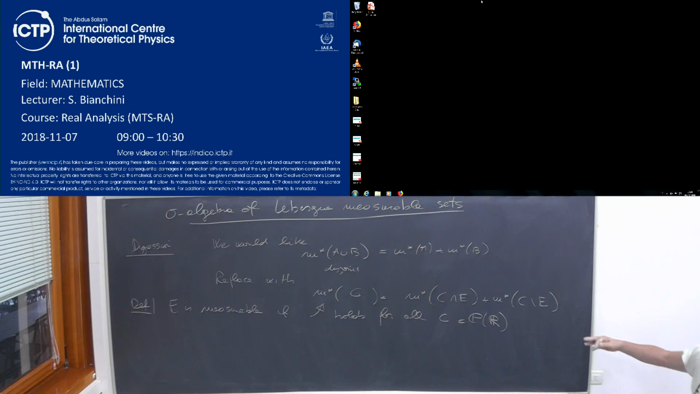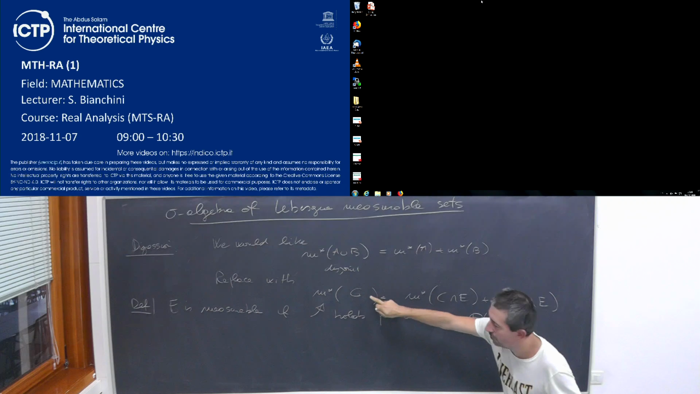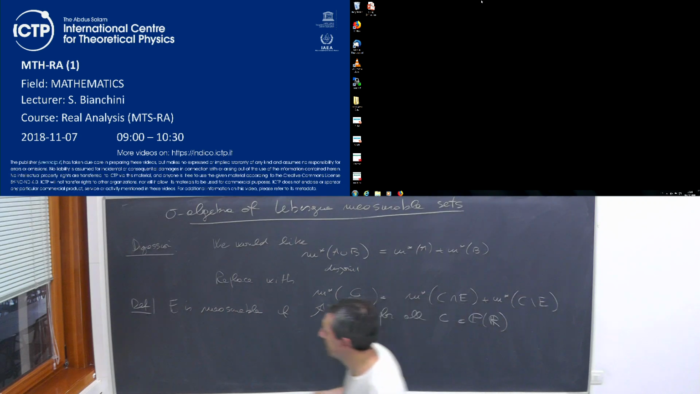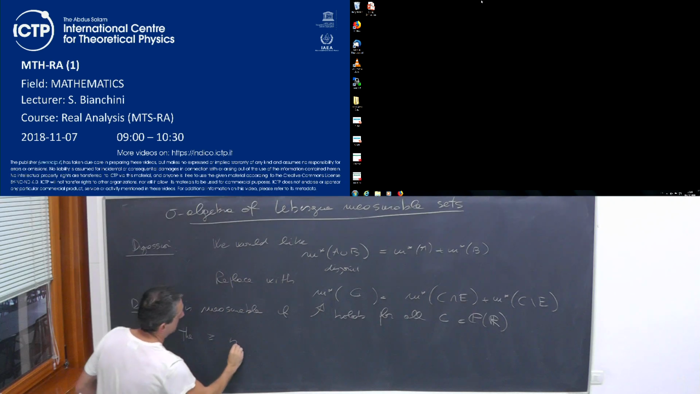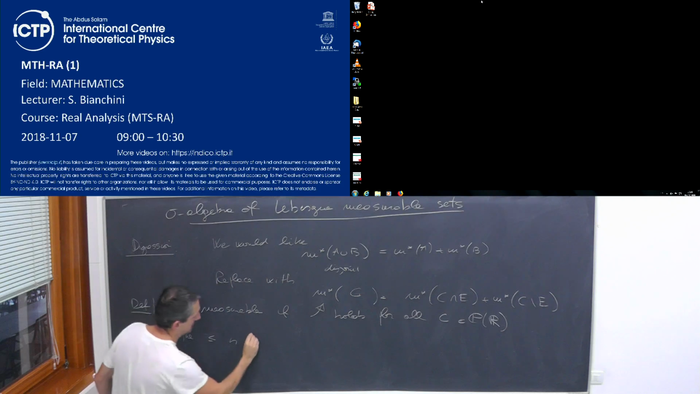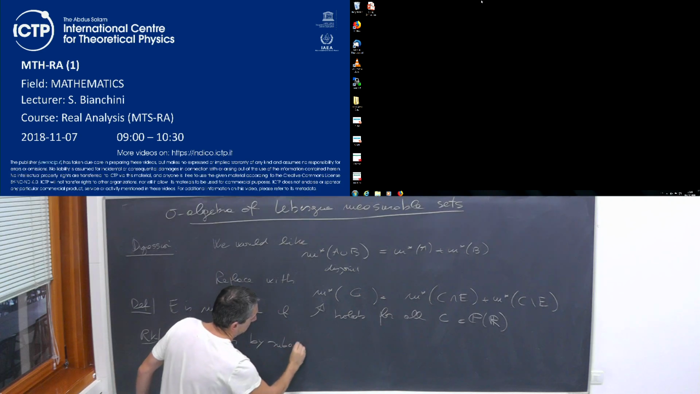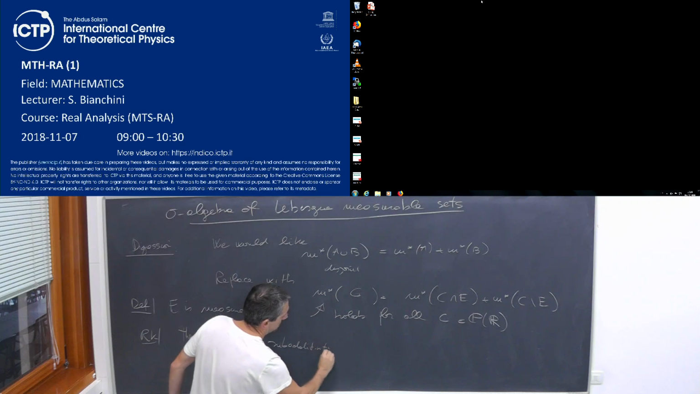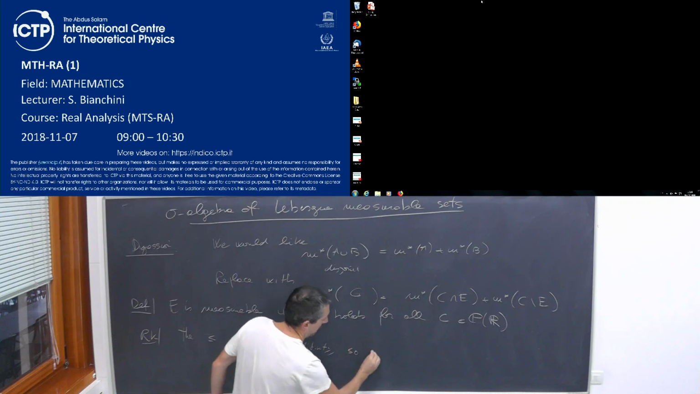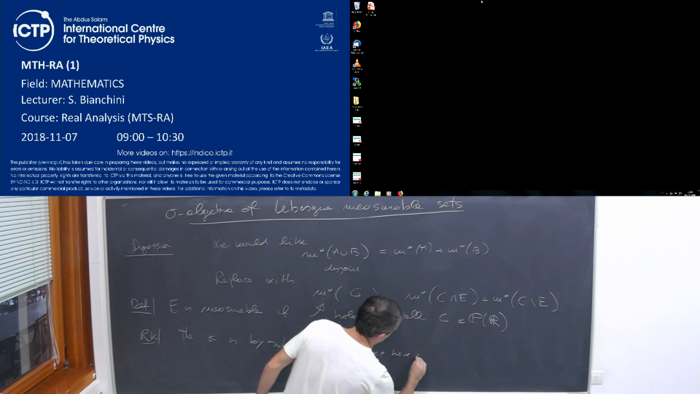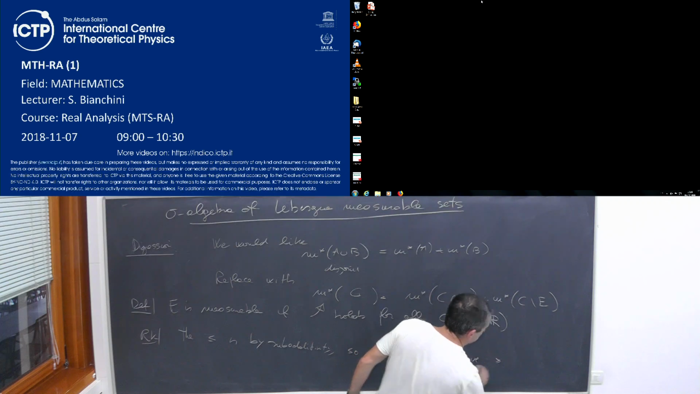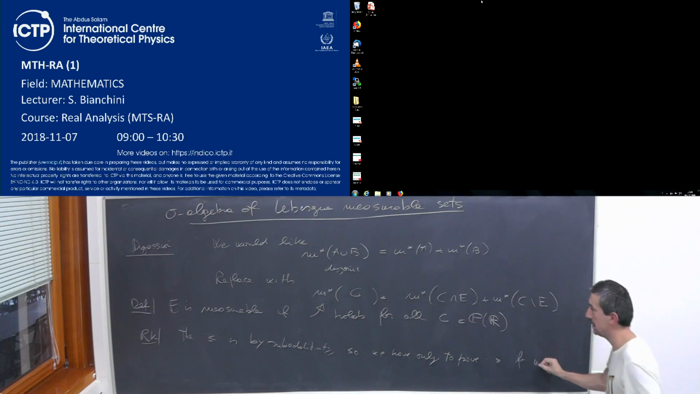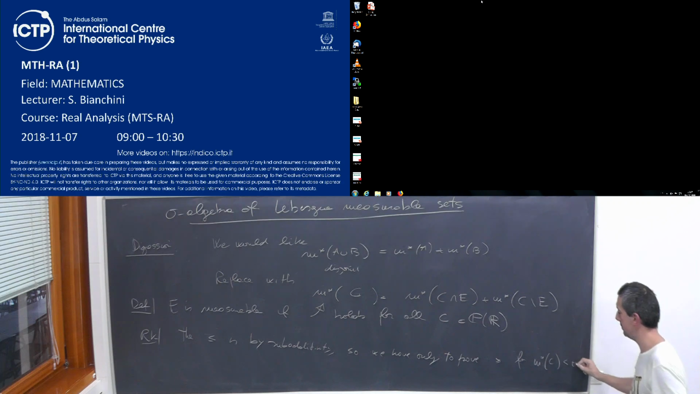Okay, so trivially, one inequality is less or equal. So the remark is that the less or equal is my subadditivity. So we have it only true greater or equal for M star of C less than plus infinity, no? Because otherwise there is nothing to prove.